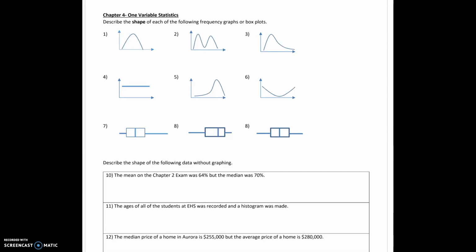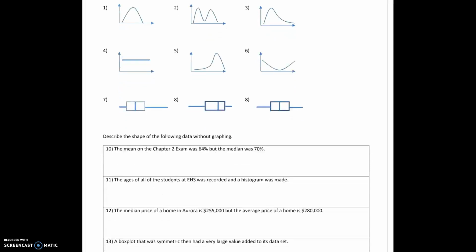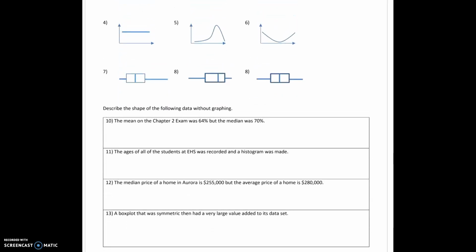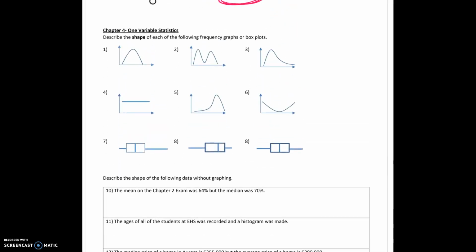Right, final one. So this will just be fresh in your head. So it's going very, very quickly. So we will need our shape booklet out and we are going to do our best to describe these. So the first thing, symmetric, skewed left, skewed right. What's the best word you could give on these?